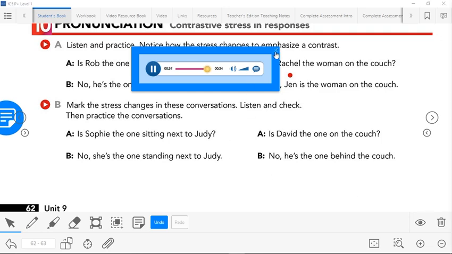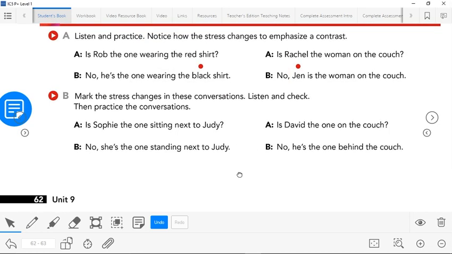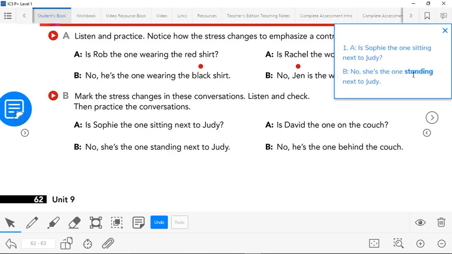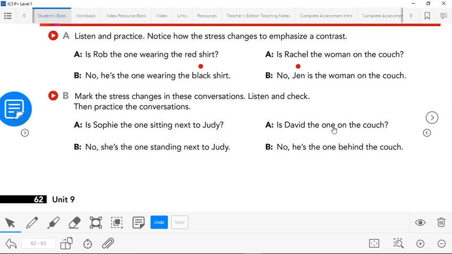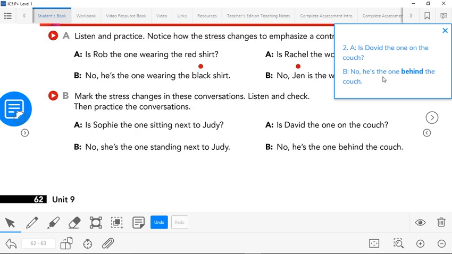Okay, very good. I hope that you find the emphasis. Is Sophie the one sitting next to Judy? No, she's the one standing next to Judy. Okay? In this case, it was standing. Is David on the couch? No, he's the one behind the couch.